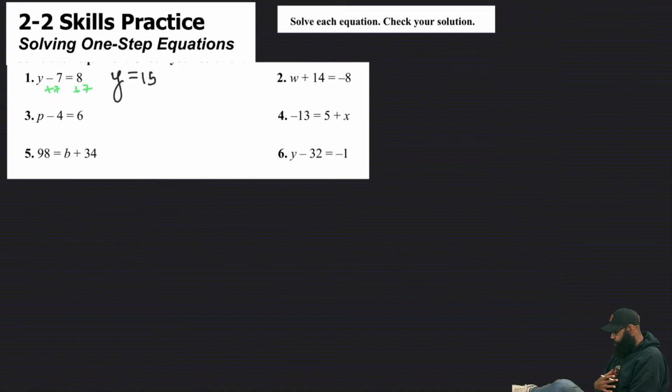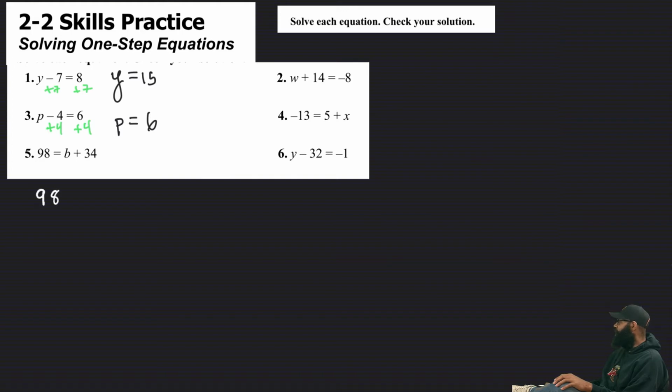Moving right on over to the next one, I'm going to show the inverse. The opposite of subtracting 4 from P will be adding 4. So if I do it to one side of the equation, I'm going to do it to the other side of the equation. I'm sure you've had plenty of people that have told you that, right? So P equals 6. Number 5. I know, calm down. It's going to come up later. 98 is equal to B plus 34.